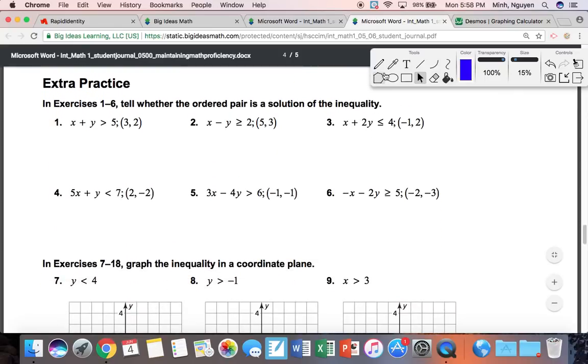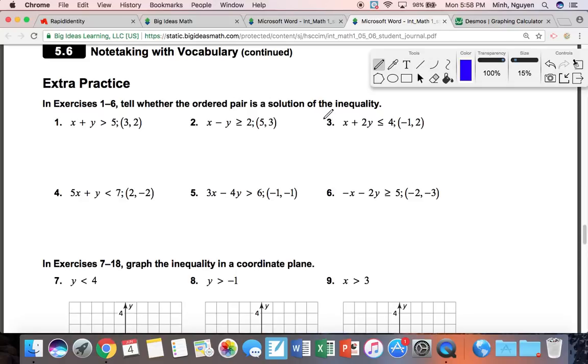I'm sure all of this does not mean that much without giving you visual examples, so we will go into example time. So x plus y is greater than 5. Tell whether the ordered pair is a solution. The reason why this is necessary to do is it helps you figure out which way to shade in your graph.